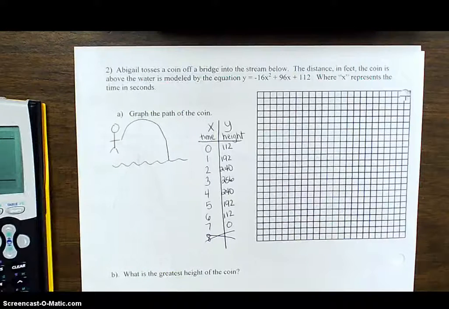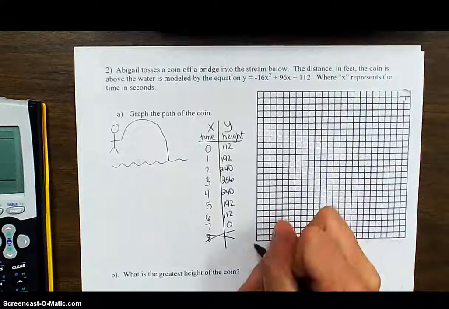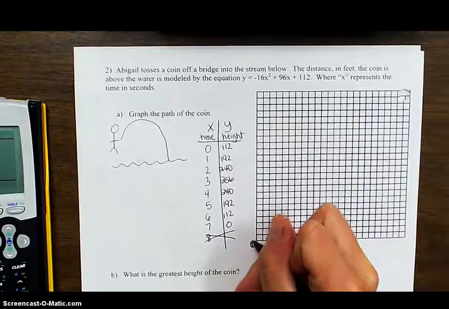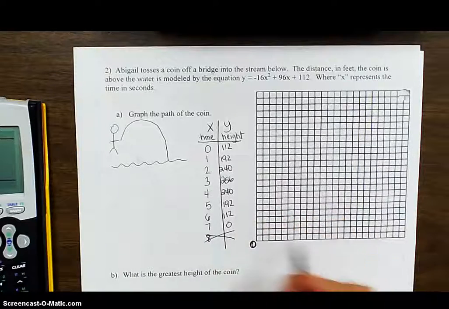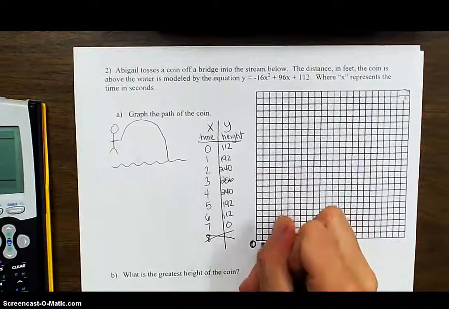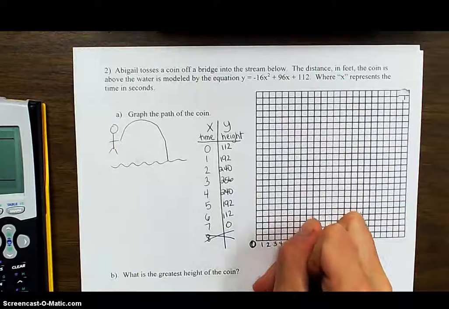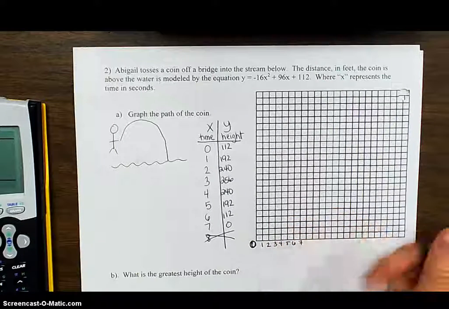All right, so at this point, we have to go ahead and graph. So I have to start at 0. Now my axis is going to be time. It's pretty easy to see. We can count just by ones here. 3, 4, 5, 6, 7.